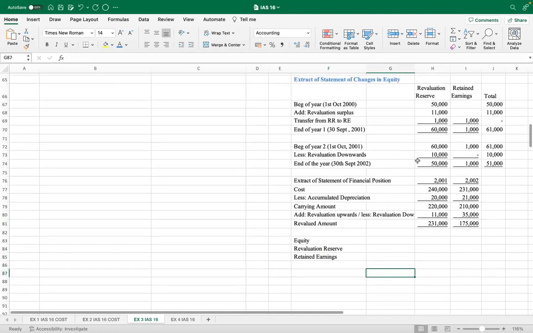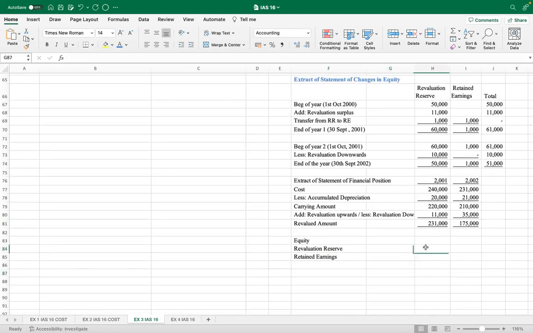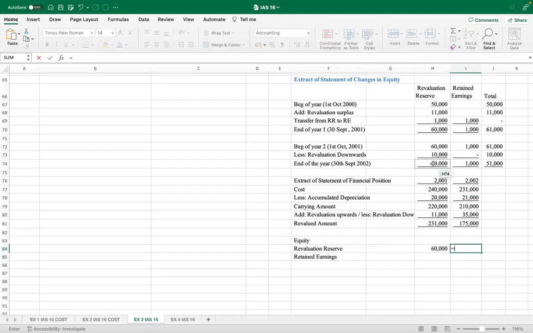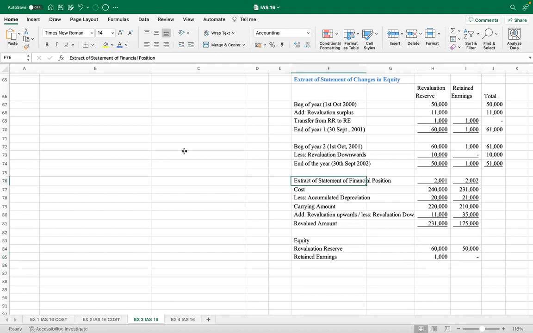You just transfer from here. So what was the revaluation reserve? Revaluation reserve at the end of year one was 60,000. At the end of year two, retained earnings and 0. So that is what we have. And that brings us to the end of IAS 16.